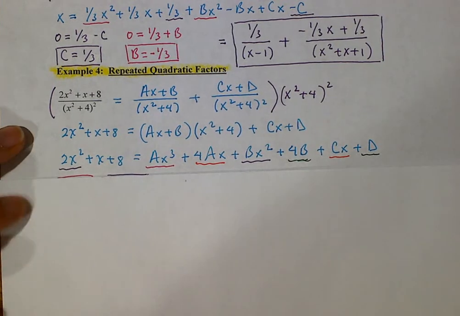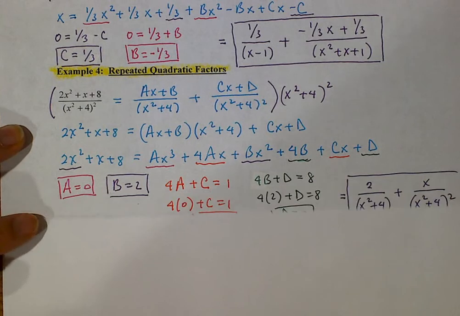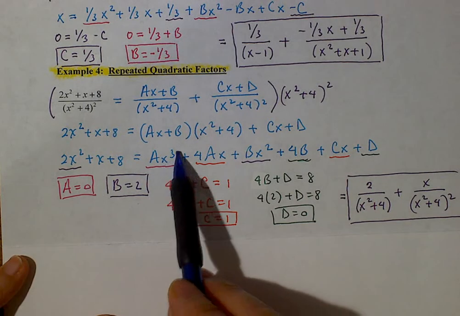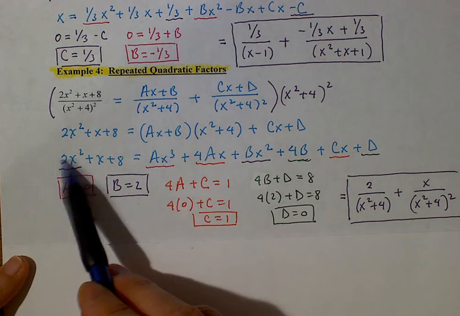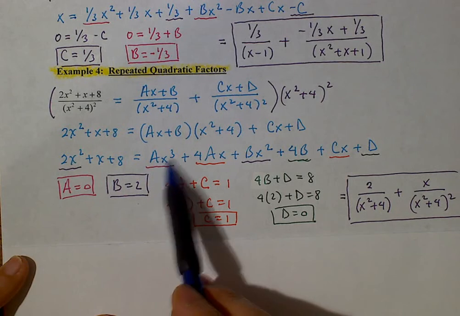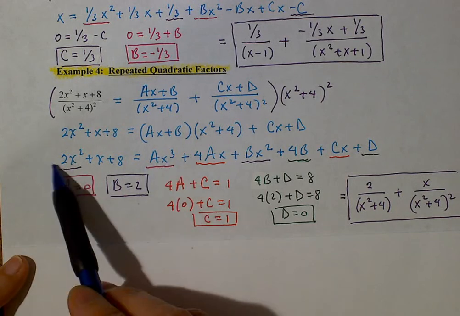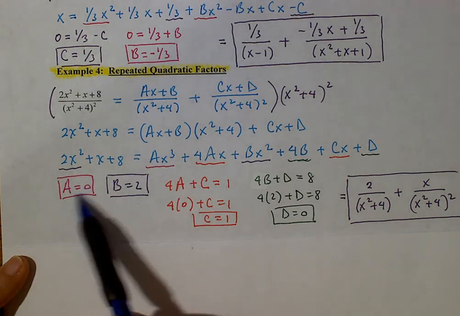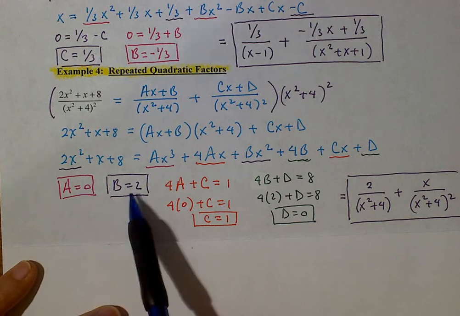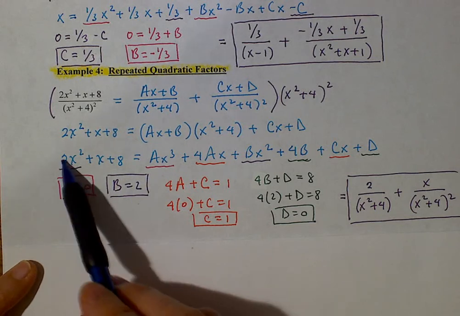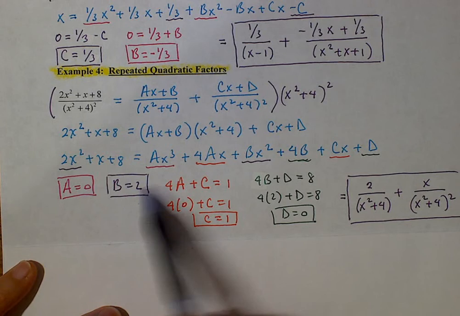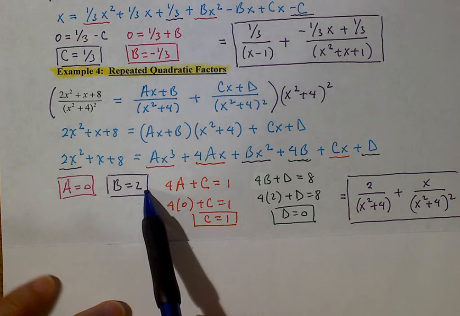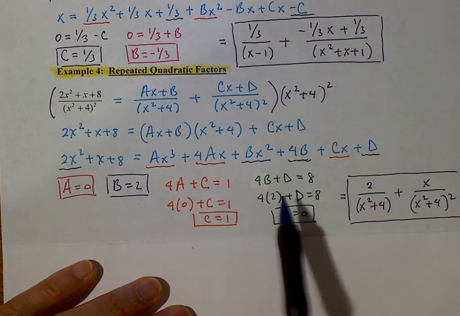Okay, now I'm going to match up all of the terms. So the first thing I'm going to match up are my x cubes. So I have no cubes on this side and I have an ax cubed on this side. So then a is just going to equal 0. Next one is x squared, so that's 2x squared. So then it'll just be 2. And then I only have a bx squared here, so b is going to equal 2. Okay, so you're just matching up your powers at this point.